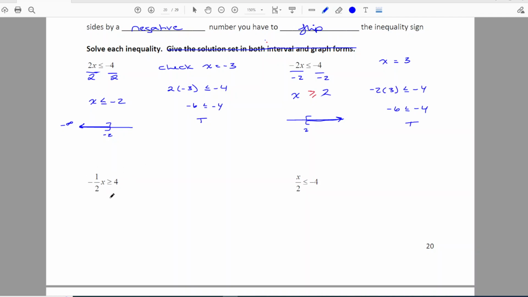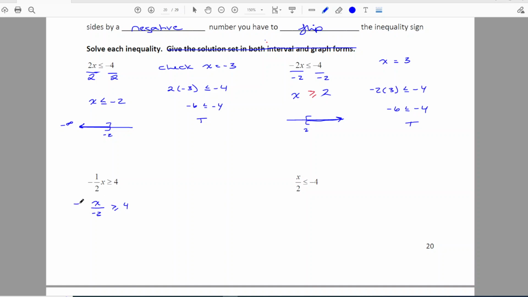Okay, so what about this one? For this one, I need to get x by itself. I'm going to think this is x divided by negative 2. Some people like seeing it like that better, right? So negative 1/2 x is the same as x divided by negative 2. Really good to be able to see it both ways.